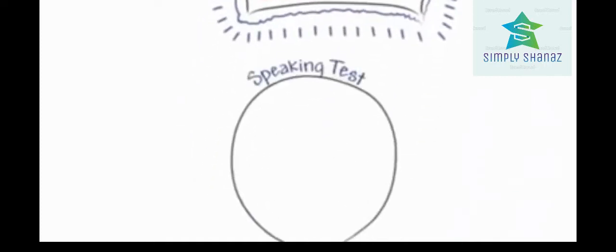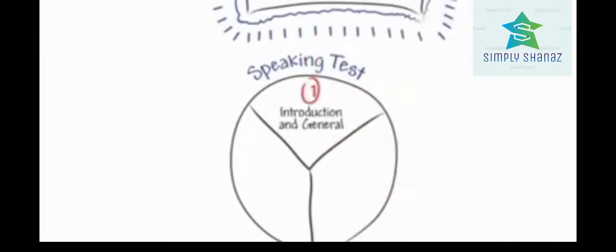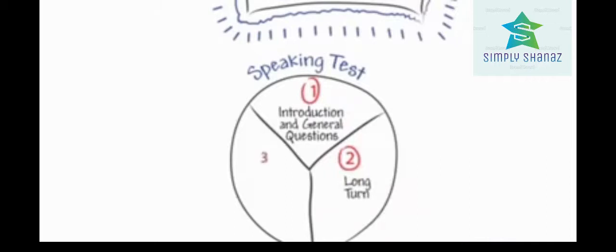So, you've decided to take the IELTS exam. Congratulations! Success starts with IELTS. The speaking test is divided into 3 sections. Part 1 is the introduction and general questions. Part 2 is the long turn, and Part 3 is an analytical discussion.